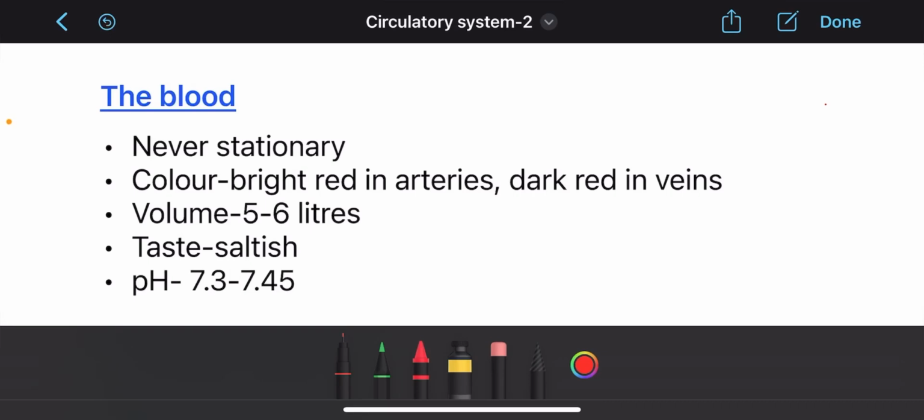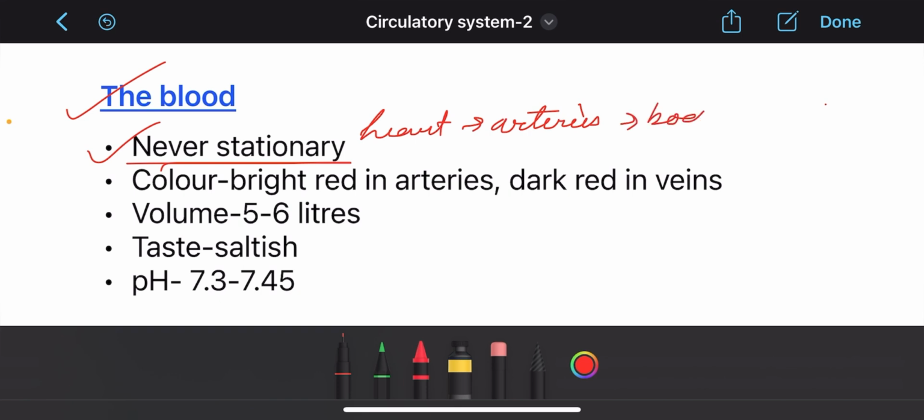This is part 2 of the circulatory system, and in today's lecture we are going to study the properties of blood, the functions performed by it and the composition of blood. So blood has the following property: it is never stationary, or we can say it is continuously in motion. That is, the blood flows from the heart into the arteries and from the arteries to different parts of the body wherever oxygen is required, and from there the deoxygenated blood is drained into the veins, and from the veins it again leads to the heart. That means it is continuously in motion.